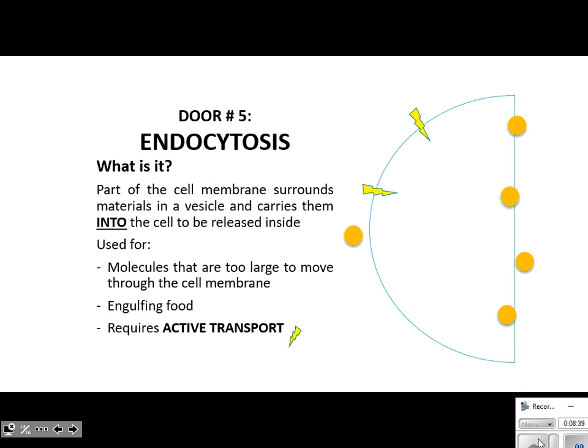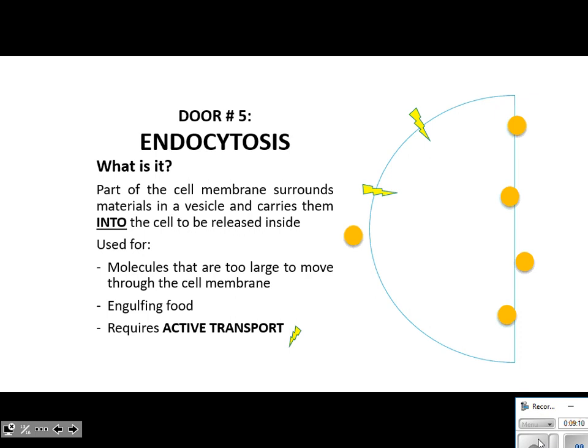Why do we have this? Well, some of the molecules are too large to come into the cell. They can't pass through the phospholipid bilayer. So we have to have endocytosis to do so. This could be for engulfing food, for taking in food. As I said before, we need energy, so this is active transport.